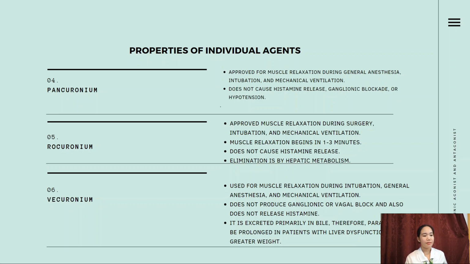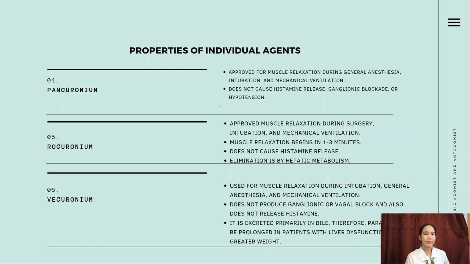And lastly, we have vecuronium. It is used for muscle relaxation during intubation, general anesthesia, and mechanical ventilation. It does not produce ganglionic or vagal blockade, and also does not release histamine. It is excreted primarily in bile. Therefore, paralysis may be prolonged in patients with liver dysfunction or greater weight.